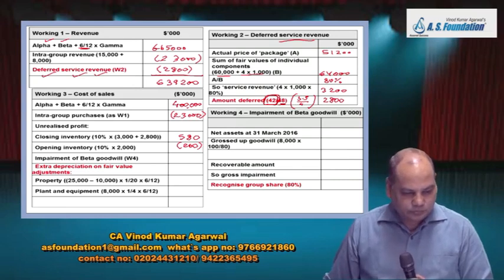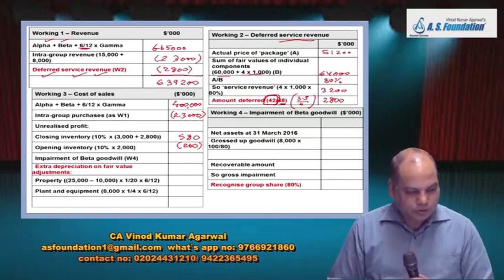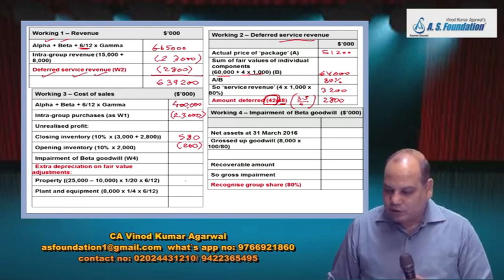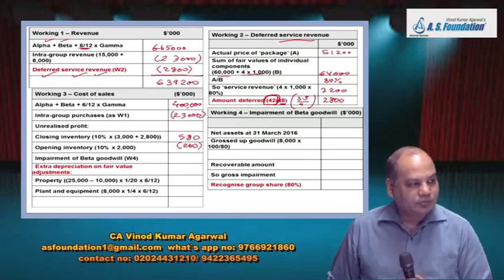Okay, and this 200 will also affect my figure in statement of changes in equity opening balance. Remember that. Beta goodwill impairment we'll discuss a little later. Extra depreciation on fair value adjustment we can do now.